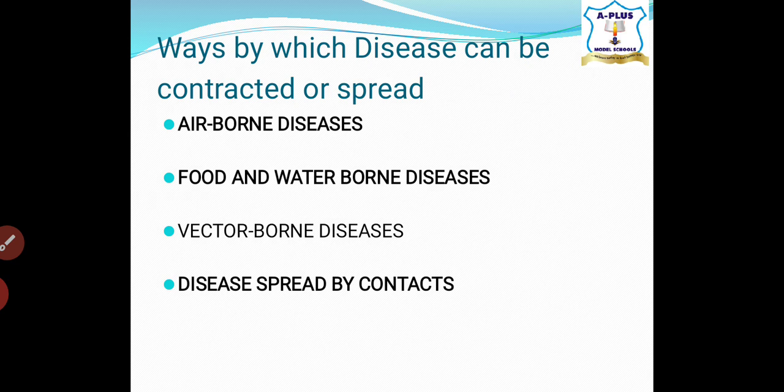Then we have food and waterborne diseases. An example is typhoid. The causative organism of typhoid is Salmonella typhi, which is a bacterium. The way you can contract typhoid is when you take in contaminated food and water. The host is man. The major symptoms you notice when you have typhoid are high temperature followed by bloody diarrhea.